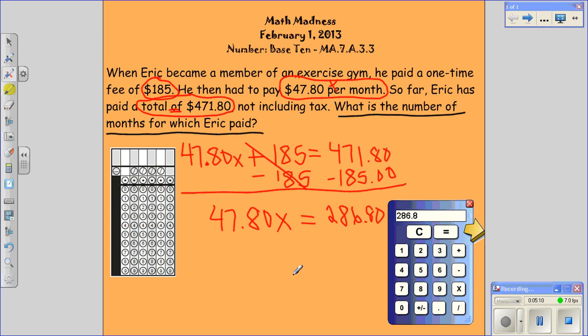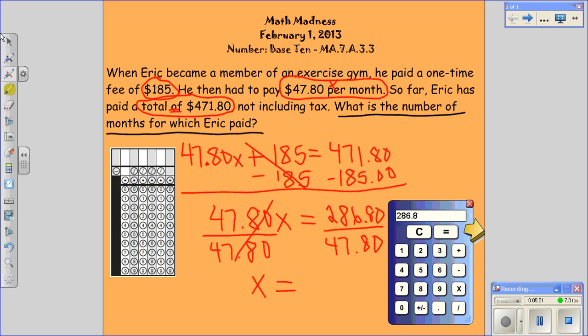Okay? Now, we did the first step. The first step was to undo addition or subtraction. The second step is to undo multiplication or division. Well, we have 47.80x, so instead of multiplying by 47.80, we have to divide both sides by 47.80, because whatever you do to one side of the equal sign, you have to do to the other side. These cancel out, leaving our x by itself, which is what we wanted, to isolate our variable so that we can determine the number of months that he paid.